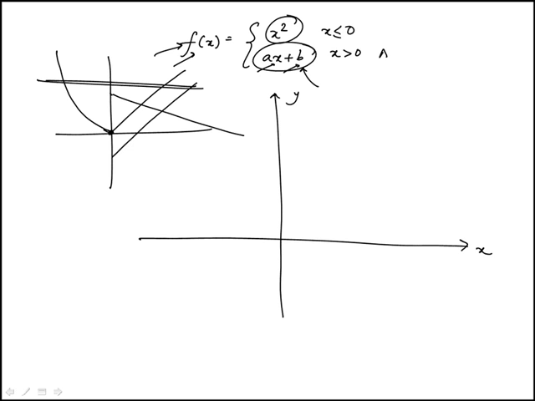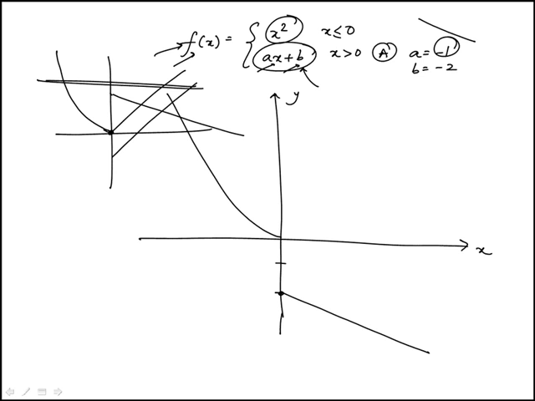So start with A. I'm going to qualitatively draw these out. A is a = -1, b = -2. So it has a negative slope, which means it goes this way. b is -2, so that's the y-intercept. So it's going to look something like this. And then this part remains the same.